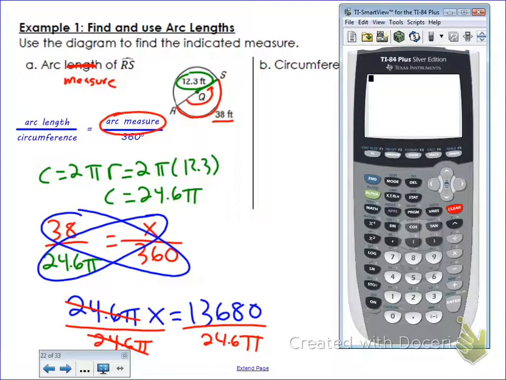And on the right-hand side, I'm going to do 13,680 divided by 24.6 pi. Now again, I want to be careful with this, so I want to put it in parentheses. So we get 24.6, and we're going to use the pi button, which is the caret right here. We want to make sure we put in parentheses to make sure we get the correct answer. So 13,680 divided by 24.6 pi, press enter, and you're going to get 177.01. We'll go 2 decimal places with this one.